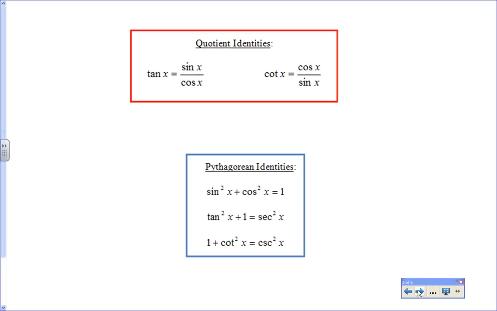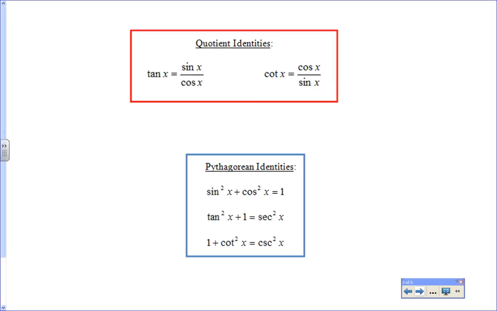Okay. Quotient identities. Tangent is sine over cosine. Again, notice it is the same angle each time. I can't put an x here and then a y there and a z here. It's always the same angle. And then we know cotangent is cosine over sine. Once again, that's kind of one that we know. Why do you suppose they call those the quotient identities? We had reciprocal identities because they are reciprocals, so this is probably a quotient of some kind. And what is a quotient again? Yeah, the solution to a division problem, right? Okay. So far, nothing all too new.